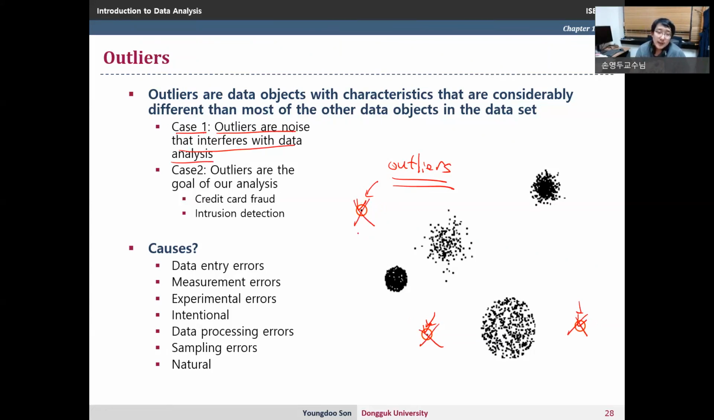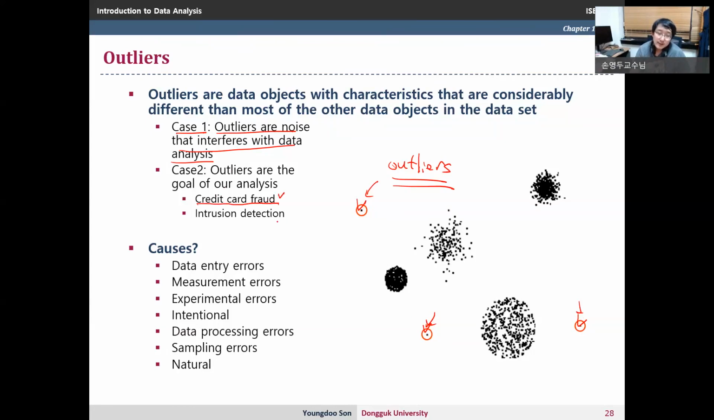However, sometimes these outliers are important. For example, credit card fraud. Usually the status of the credit cards is normal and every transaction is a normal transaction. However, when we analyze the credit card transaction data and we find some outlying transaction, it can be a signal for credit card fraud.